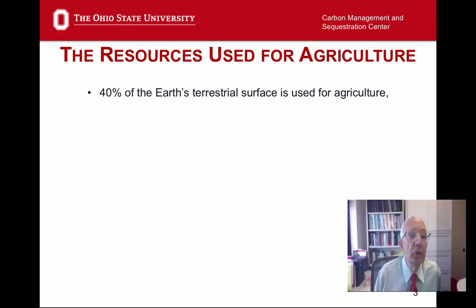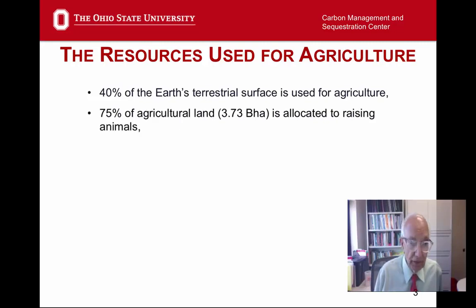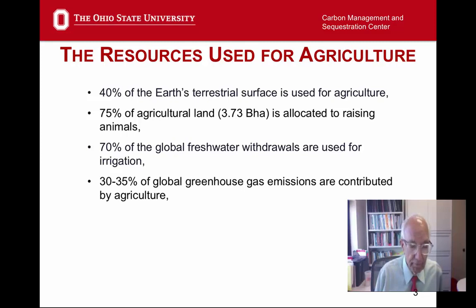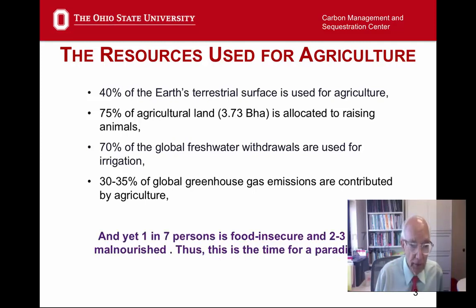For example, 40% of the Earth's terrestrial surface is used for agriculture. 75% of the agricultural land, 3.73 billion hectares, is allocated to raising animals. 70% of the global freshwater withdrawals are used for irrigation. 30 to 35% of global greenhouse gas emissions are contributed by agriculture. And in spite of all that, 1 in 7 persons is food insecure, and 2 to 3 in 7 are malnourished. Thus, this is the right time for a paradigm shift.